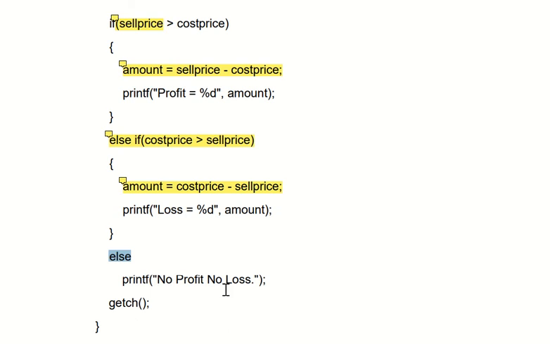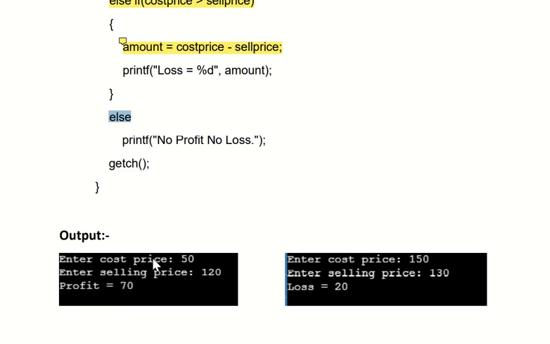After that, getch and close the bracket. Here we have some sample output. For example, enter the cost price 50 and selling price 120. Wow, very good. Obviously profit is 70 rupees. And for example, enter the cost price 150 and you are selling at 130. Obviously loss equal to 20. That is all about calculating the profit or loss in C programming. Okay, so thank you all.